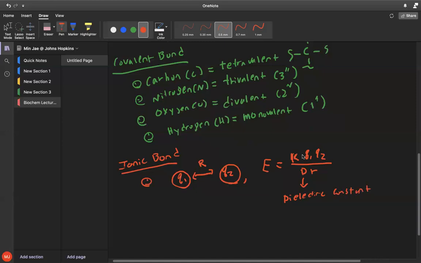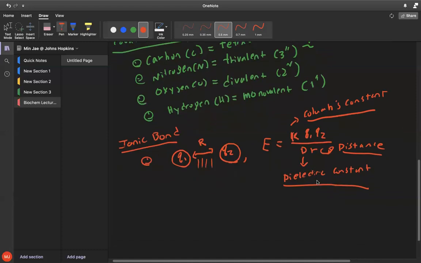It depends on the material between the charged atoms, any material that is not air; it can be a liquid, for instance. And r usually means radius, but in this case it just means the distance between the two atoms. And that's Coulomb's constant.